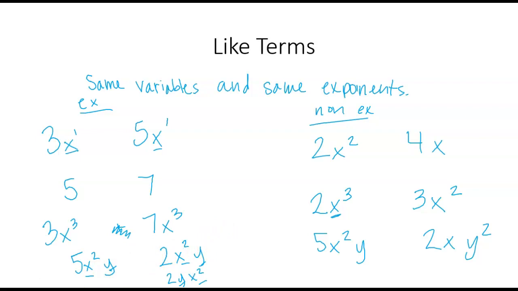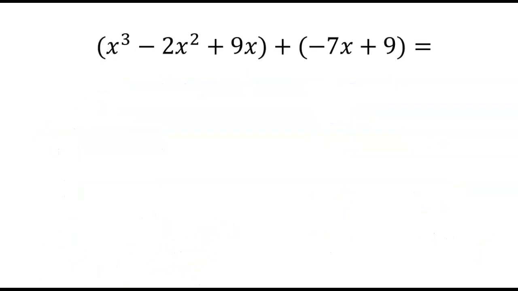As we add and subtract our polynomials, we need to be looking for like terms. In this first example, these parentheses tell me that this is the first polynomial, x cubed minus 2x squared plus 9x. That's a trinomial because it has 1, 2, 3 terms. It's a trinomial that is degree 3, or cubic. And we're going to add it to this binomial, which has 2 terms. It has degree 1 because I don't see an exponent on x, which means it would be 1. So we're going to add a third degree trinomial and a first degree binomial together.